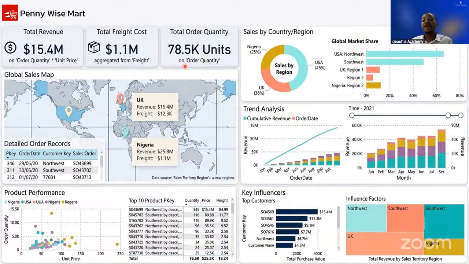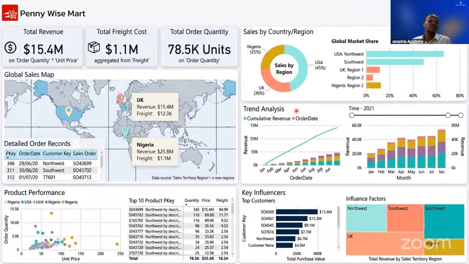So 78,500 units were sold throughout the different stores across 3 continents. And then we can see some of the price breakdown where we have, let's say in the United Kingdom, some of the sales in Nigeria. If you come down here, you see key influencers. All of this is spread across the dashboard, and it is presented in a colorful, meaningful way that just by looking at the dashboard alone, you can tell yourself this is what is going on.